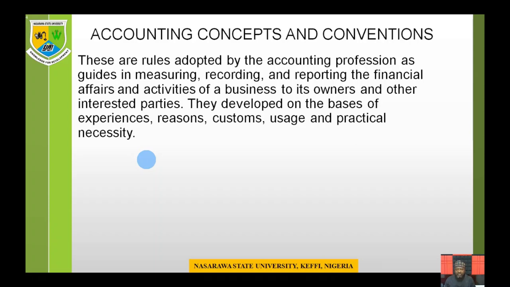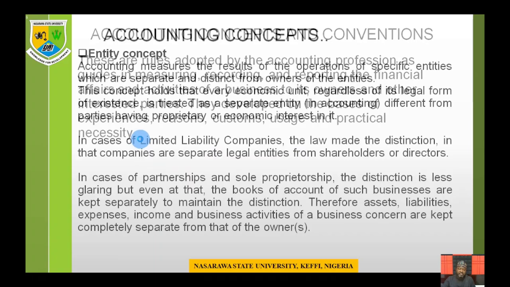Concepts are more or less the rules that are adopted by the accounting profession as guides in measuring, recording, and reporting the financial affairs and activities of a business concern to its owners and other interested parties. These rules are developed on the basis of experiences of accountants, on the basis of reasons, or on the basis of customs, usage, and practical necessities. In essence, the sources for these principles are basically experience, reasons, customs, usage, and practical necessity.